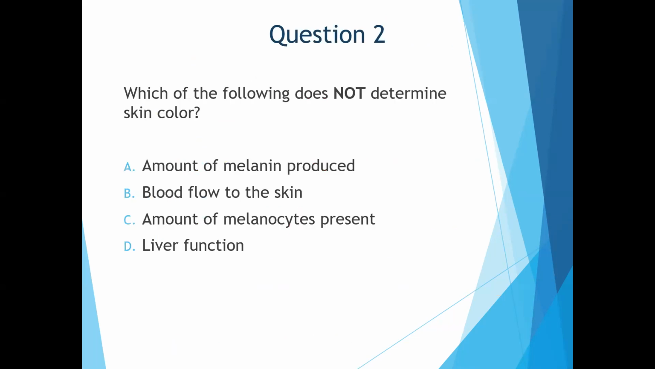Okay, question 2. Which of the following does not determine skin color? Is it A, the amount of melanin produced, B, blood flow to the skin, C, the amount of melanocytes present, or D, liver function? We'll give you guys a second to think about that again.